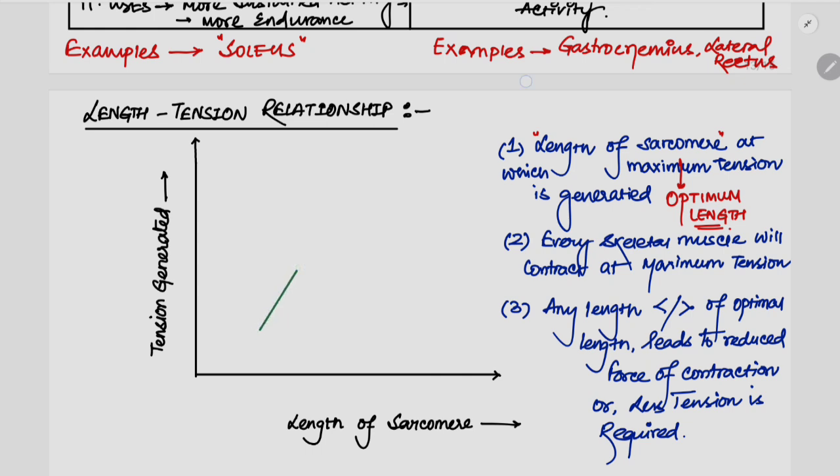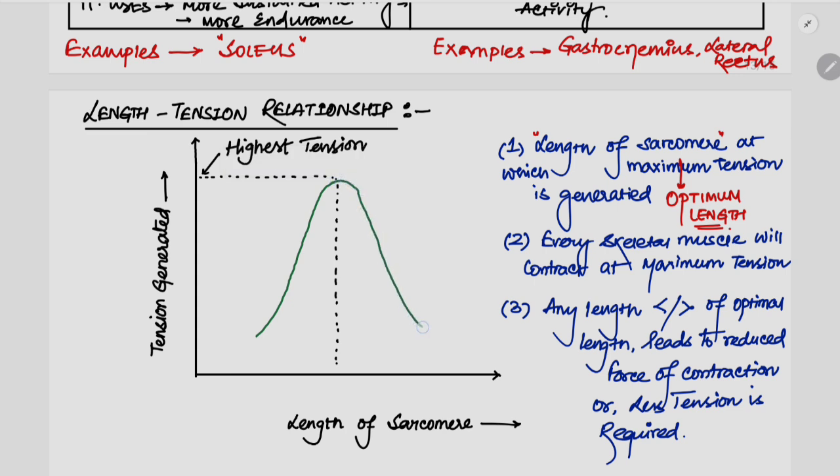As the length increases, the tension increases, and at optimum length tension is high. This is the highest tension. Then again, however the length increases, the tension is going to decrease, right? So this is the length tension relationship.